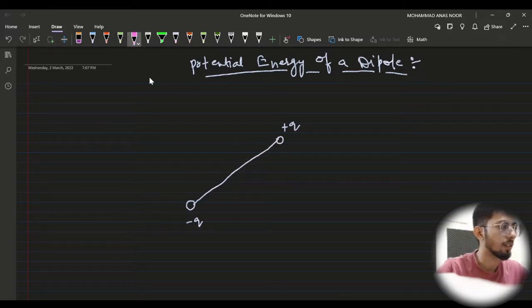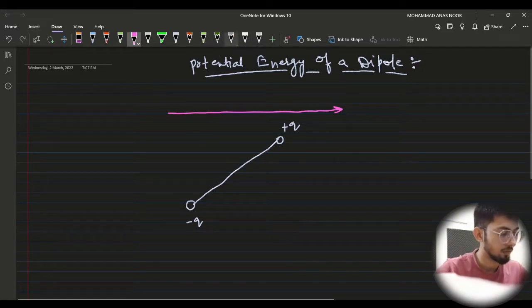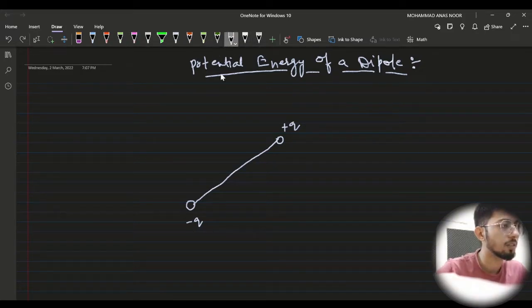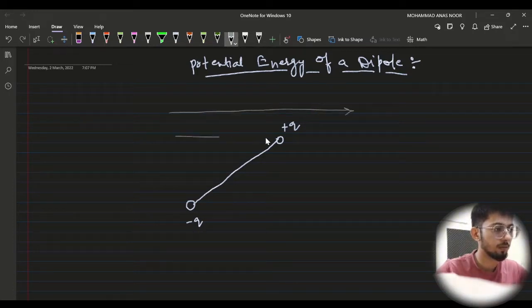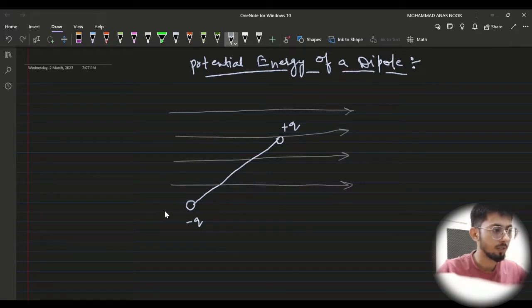Let us say the electric field is going in this direction. So this is the electric field. This is a constant electric field. We want to find what would be the potential energy of this dipole.